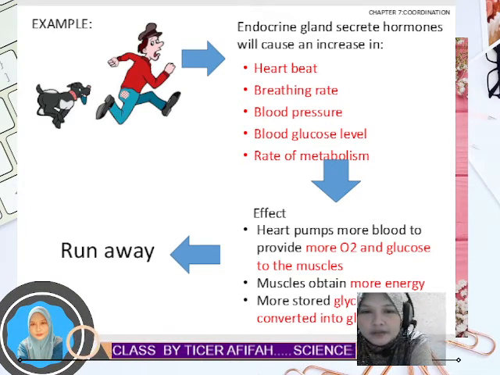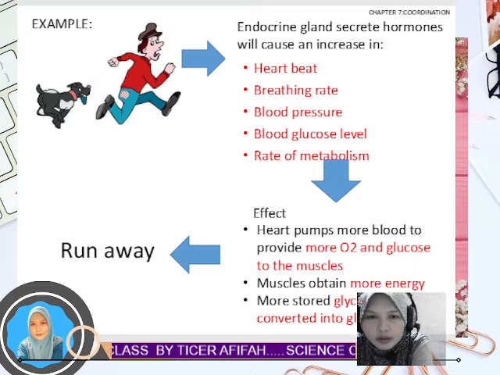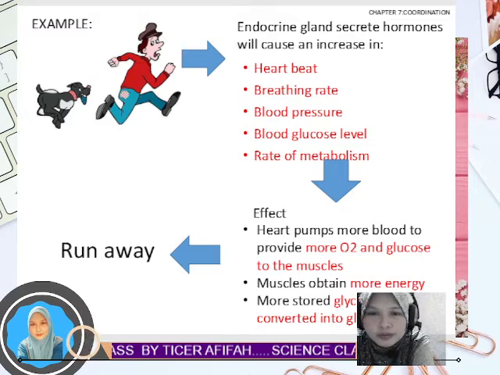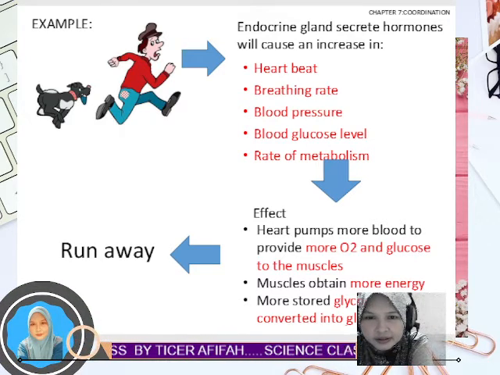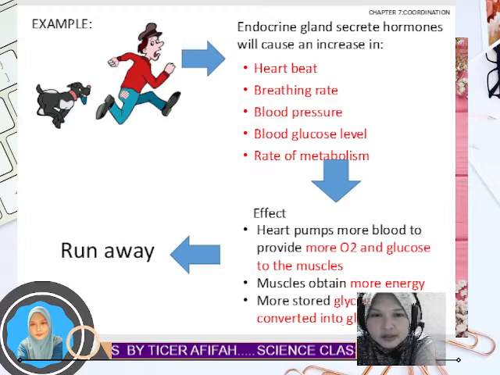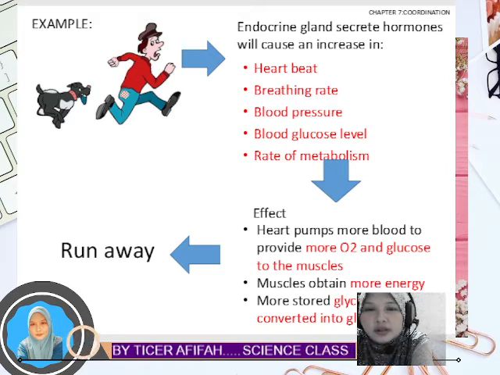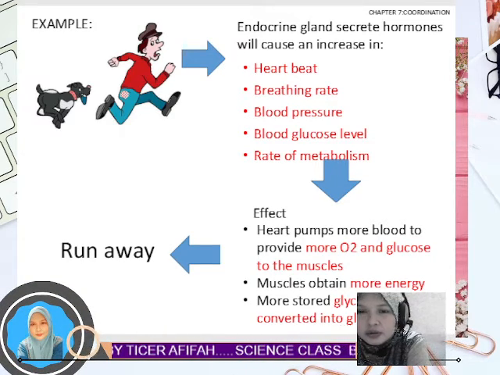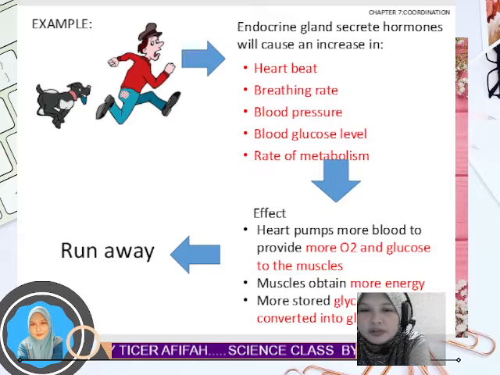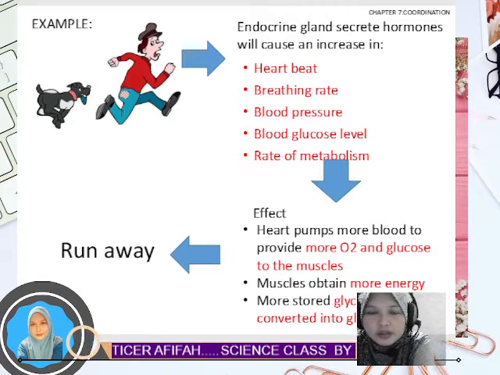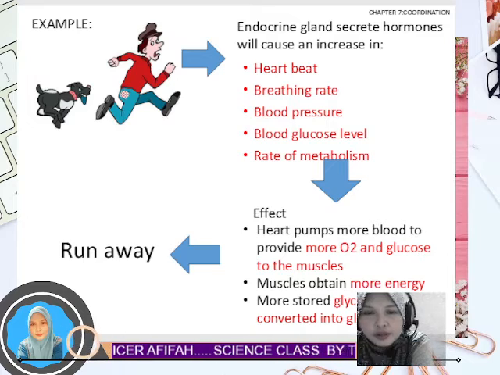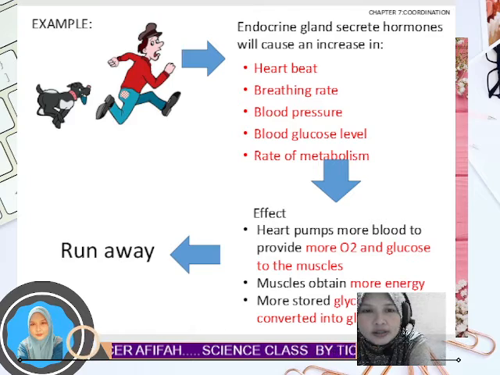Okay, the effect is the heart pumps more blood. So the heartbeat increases because it needs to pump more blood to provide more oxygen. Once the breathing rate increases, more oxygen is needed, and glucose also is needed. The glucose also must be provided to the muscles. Why? Because the muscles need more energy to respond to the stimulus. Stimulus is the light, the object that we see in front of us.